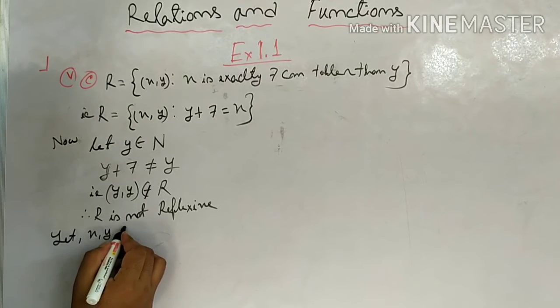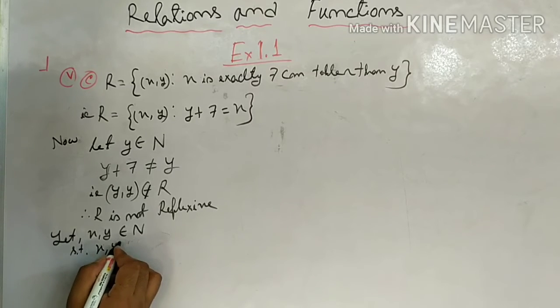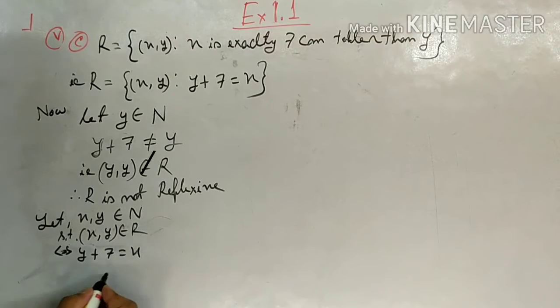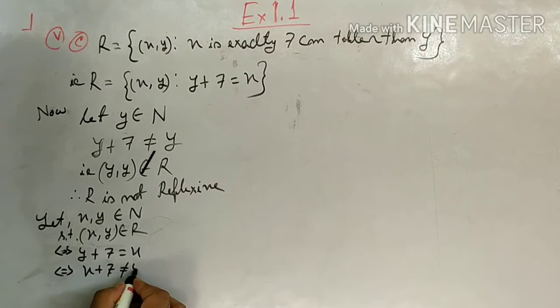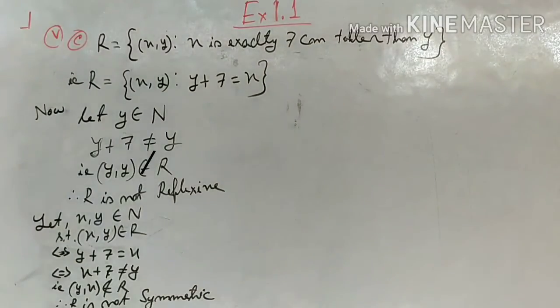Let (x, y) belong to N such that (x, y) belongs to R. Therefore what? y plus 7 equals x, but x plus 7 is not equal to y. Therefore (y, x) does not belong to R. Therefore R is not symmetric. All of you understand? Students, is R transitive or not? Check yourself and tell me the answer in the comments.